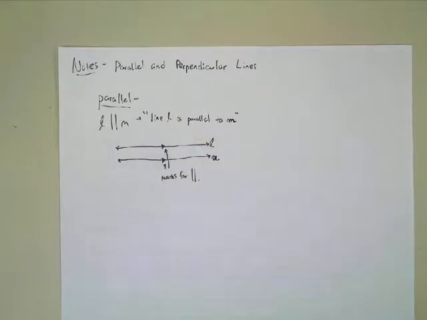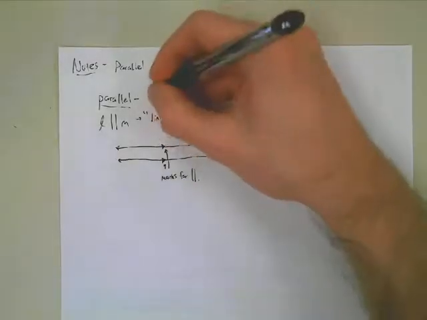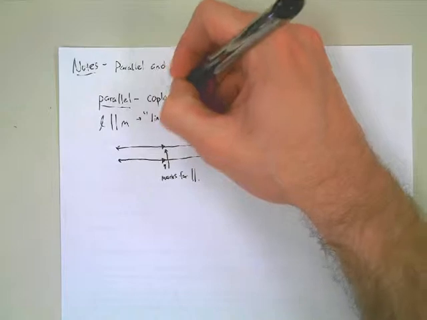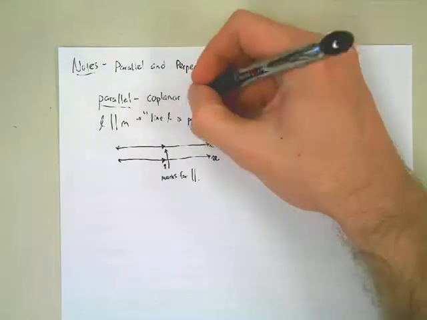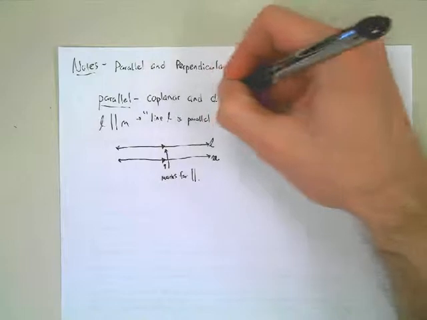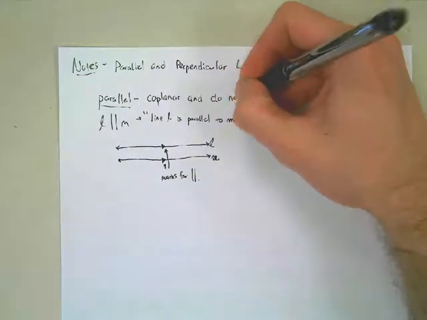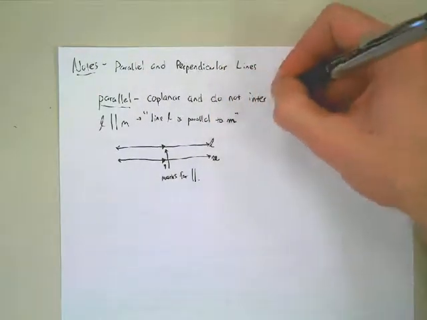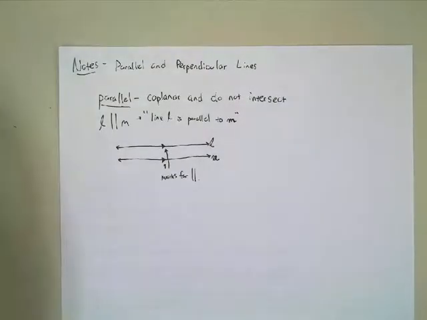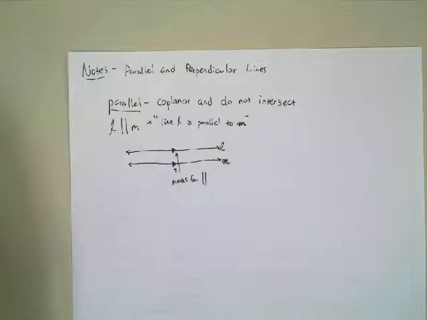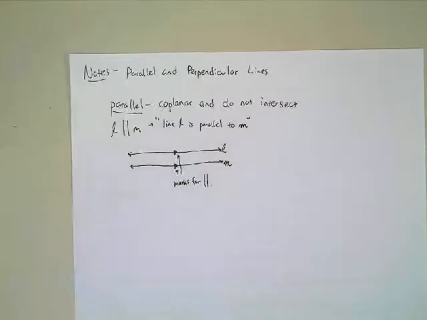All right, so what are parallel lines? Well, they are coplanar lines, right? That means they're in the same plane, and they do not intersect. Okay, coplanar and do not intersect.